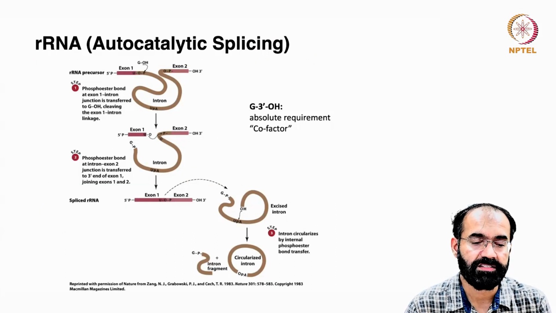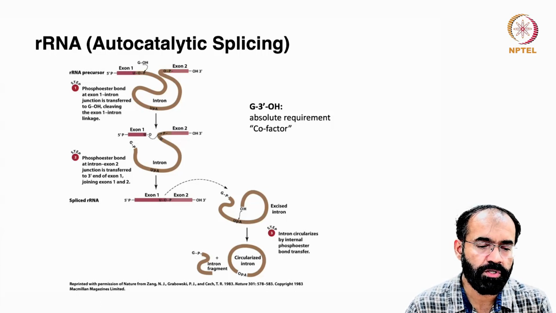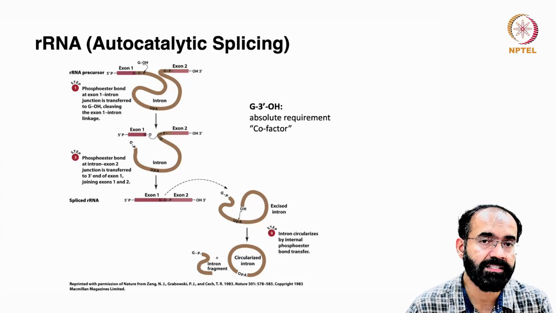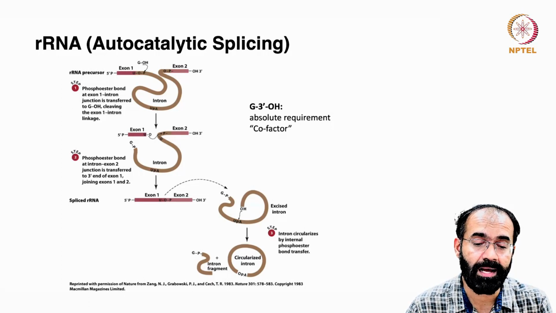Let us see how it does it. So you have a ribosomal RNA precursor and it has got an exon and a huge intron and then exon 2. So the phosphodiester bond at the exon 1 and intron 1 junction, that is the first exon-intron boundary, is transferred to the G-OH, cleaving the exon 1 intron 1 linkage. So you can see here an extra G comes into the picture and it transfers the shift, and this G 3' OH is an absolute requirement for this autocatalytic nature.